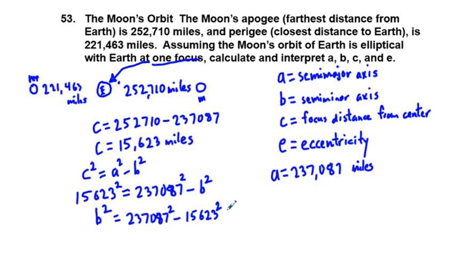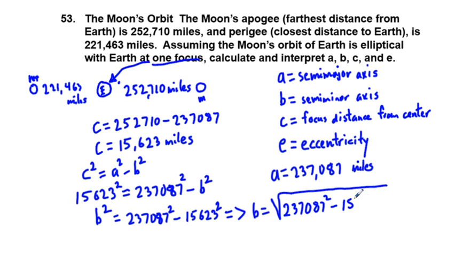In fact, let's just go ahead and get what B is. B is going to be equal to the square root of all this, isn't it? So we take the square root of 237,087 squared minus 15,623 squared. So we'll just make this one calculation.